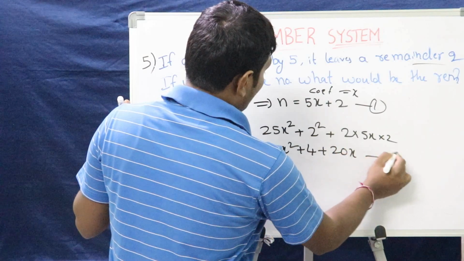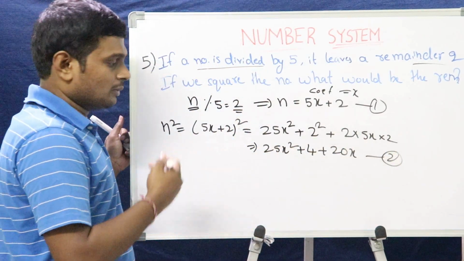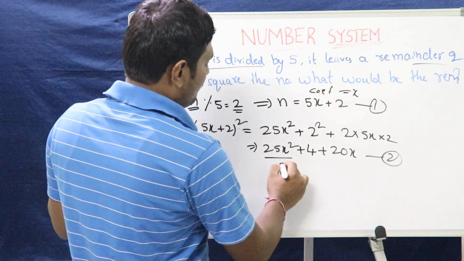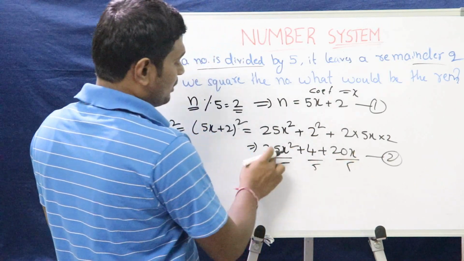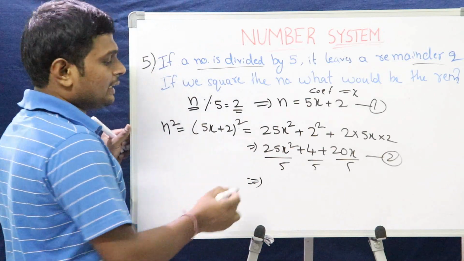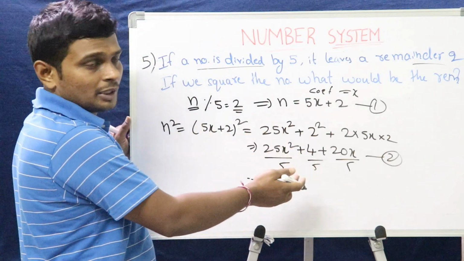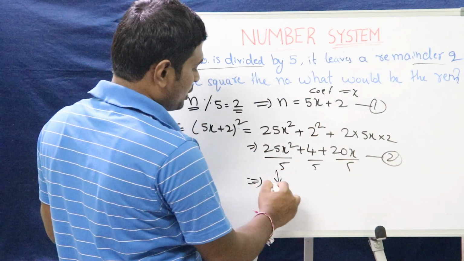This is the number. How can we find out the remainder? This is the summation, right? We can divide every term by 5. If we divide 25x square by 5, how much remainder will we get? 25 is divisible by 5, right? Anything we multiply, that should be divisible by 5. So the remainder would be 0 here.